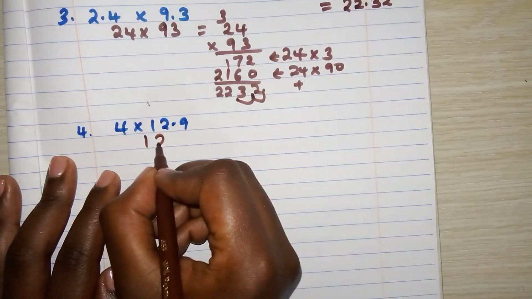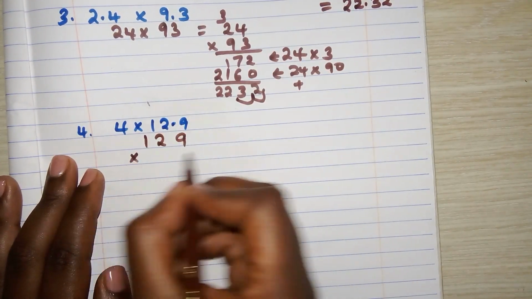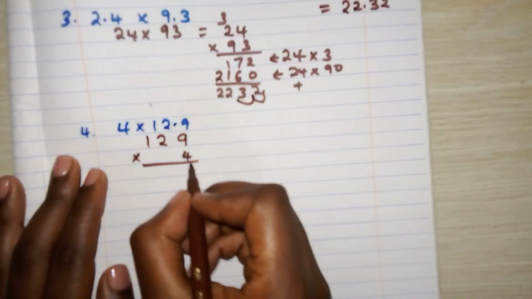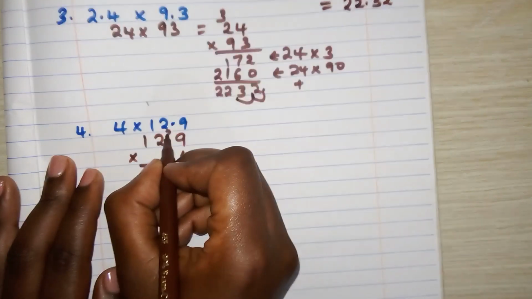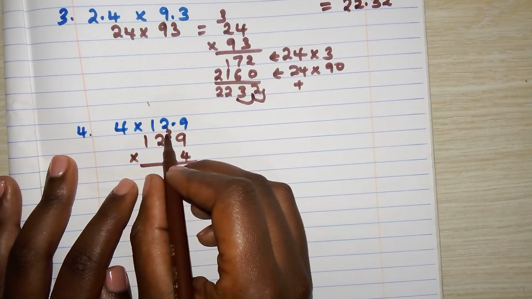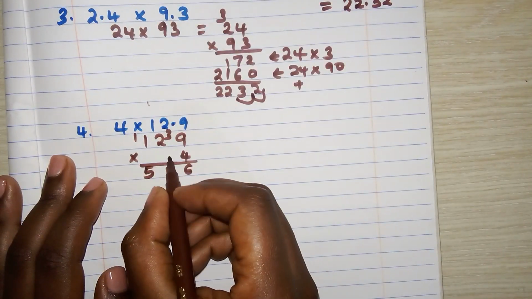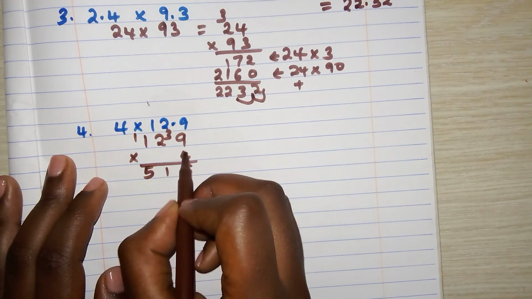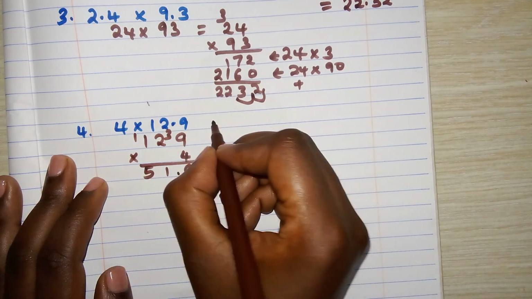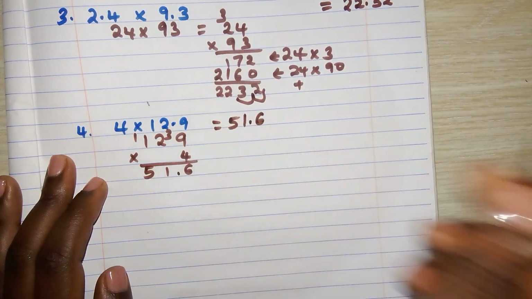The last question we have is 4 times 12.9. So we write it as 129 times 4. 9 times 4 is 36. 2 times 4 is 8 plus 3, 11. And then you get 516. So 1 dp would be there, so 51.6.